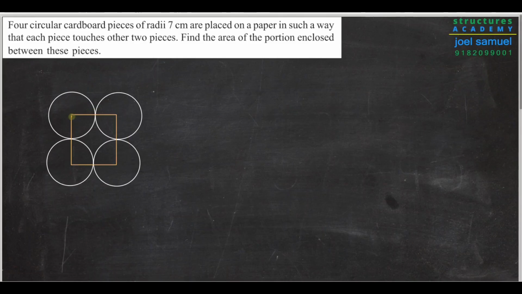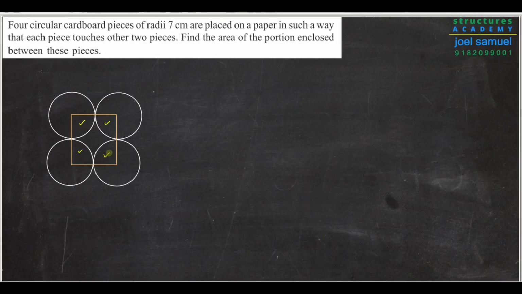Now you can notice that I have connected the centers of the four circular pieces, and this forms a square whose dimensions are 14 by 14 centimeters. What we have been asked in the question is to find the area of the portion enclosed between these pieces, which means this area is what we are supposed to find out. So the manner in which we will solve this is first to find out the area of this square, which is 14 times 14, and from that we will subtract the area of the sum of these four sectors.